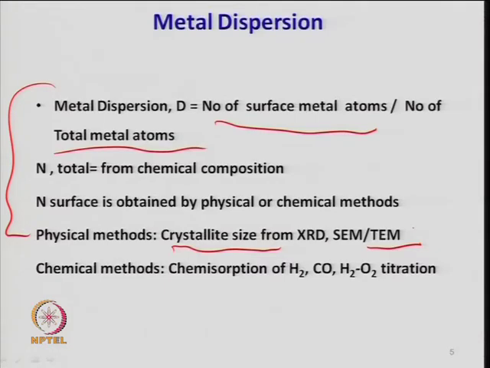So, chemical methods are available, which I said is known as chemisorption, by using hydrogen, carbon monoxide, or hydrogen-oxygen titration. Basically it is a kind of titration, but sophisticated computational methods are available to evaluate these parameters, or dispersion, the surface crystal size or metal crystal size, and number of particles. All these can be determined in the catalyst.